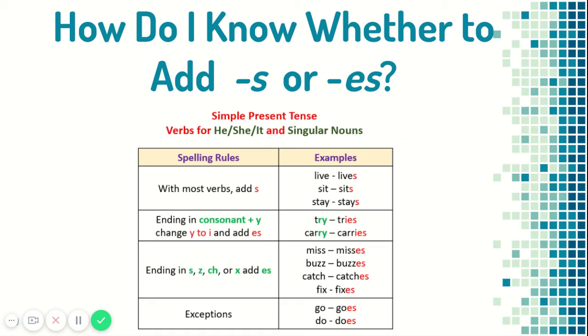Well, here is a nice little chart that will help us. So most verbs, you're just going to add S. So here we have live. If we want to make that a present tense verb, we would just put an S there, okay? And that would happen like, she lives at 6565 Summit Road, or she sits at her desk. She is singular, so you just add that S there, okay?